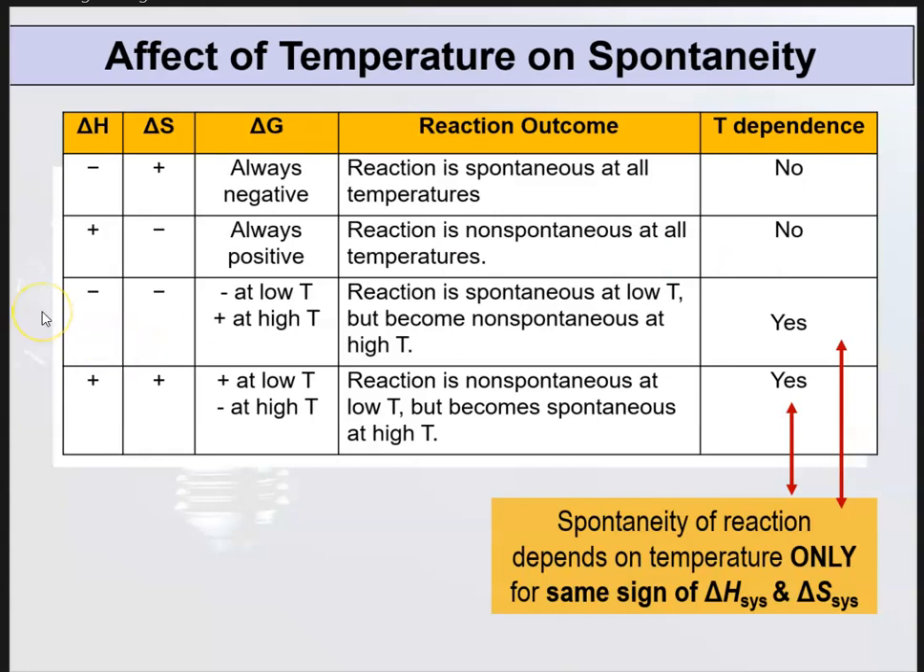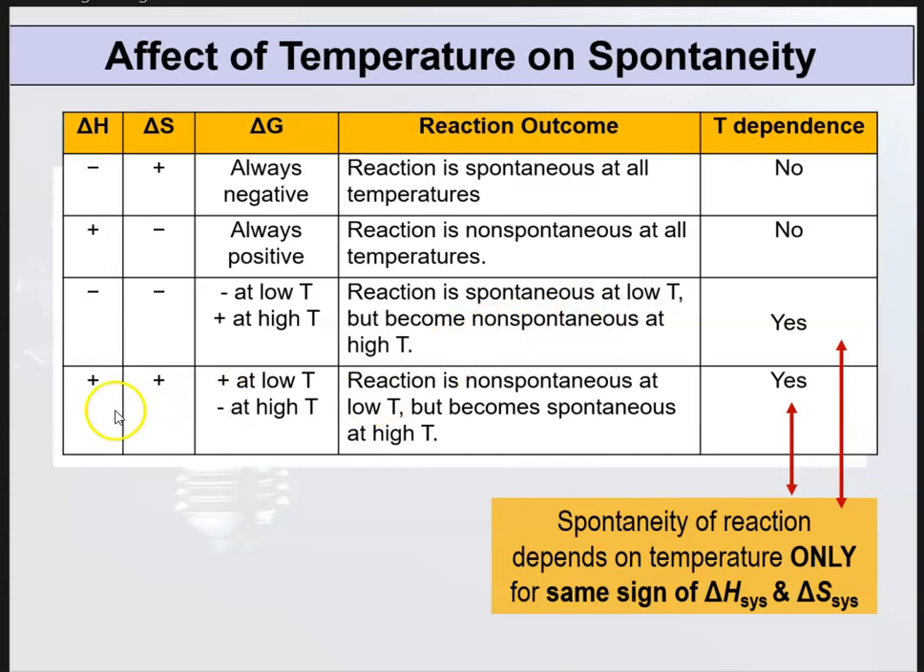If delta H, enthalpy change, is negative, and entropy change is also negative: at low temperature, delta G will be negative. At high temperature, delta G will be positive. So the reaction is spontaneous at low temperature, but non-spontaneous at high temperature. So the reaction depends on temperature. If you want to make it react, you need to decrease the temperature. If you want to make it stop, you need to increase the temperature.